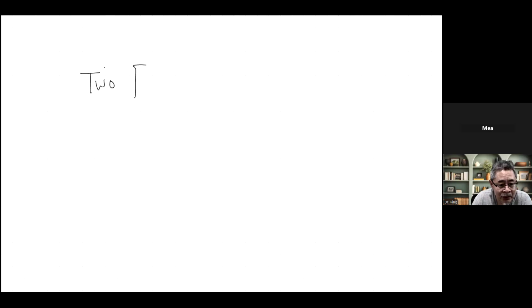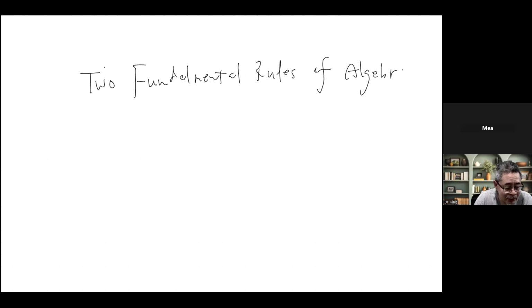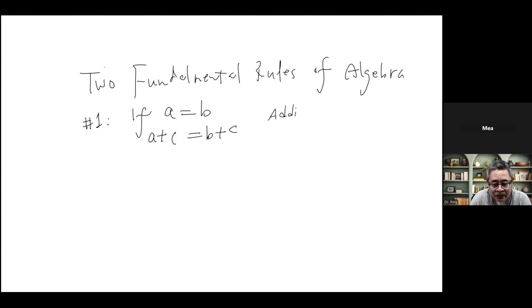So two fundamental rules of algebra. Rule number one is if A is equal to B, then A plus C is equal to B plus C. Good? So this is called the addition property. Okay, so that's rule number one.